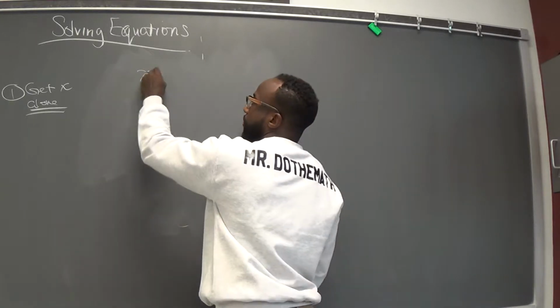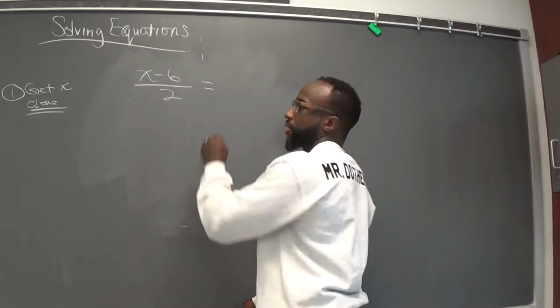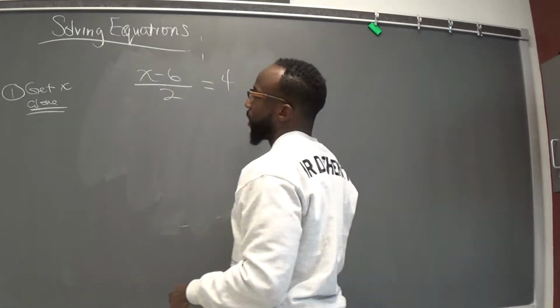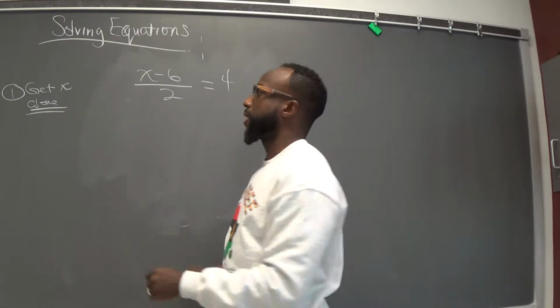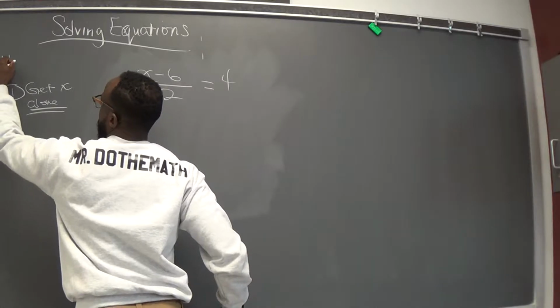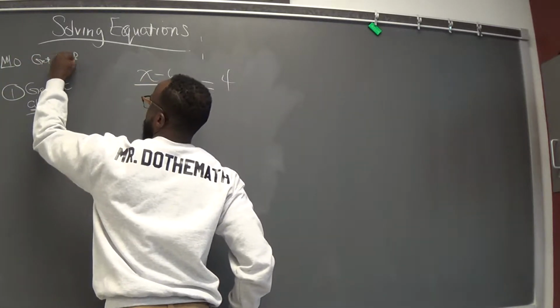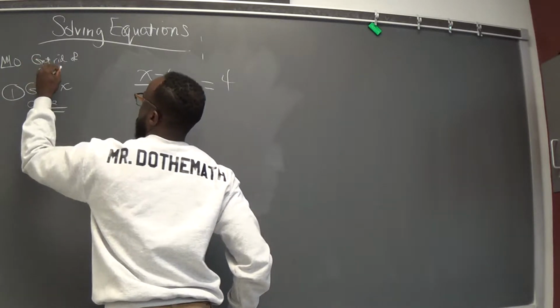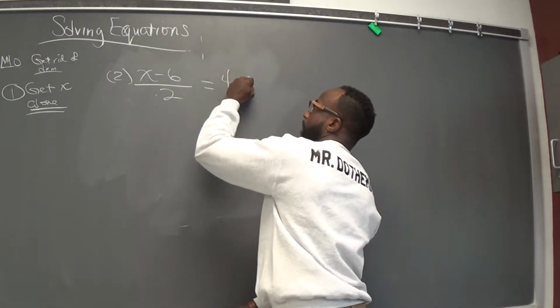x minus 6 over 2 equals 4, right? In this particular problem, the first thing you want to do is not get the x alone, but get rid of the denominator. In order to get rid of the denominator, you have to multiply both sides by this 2.